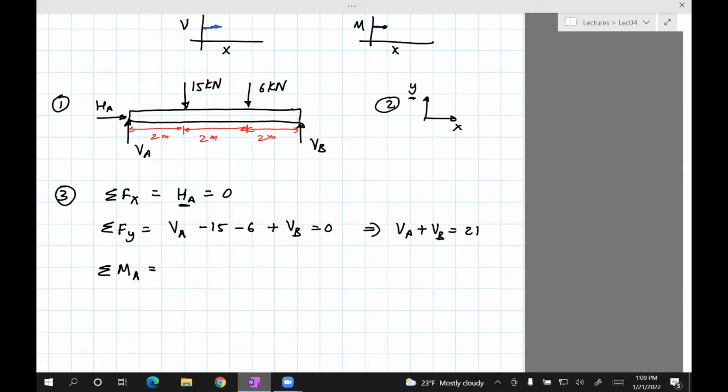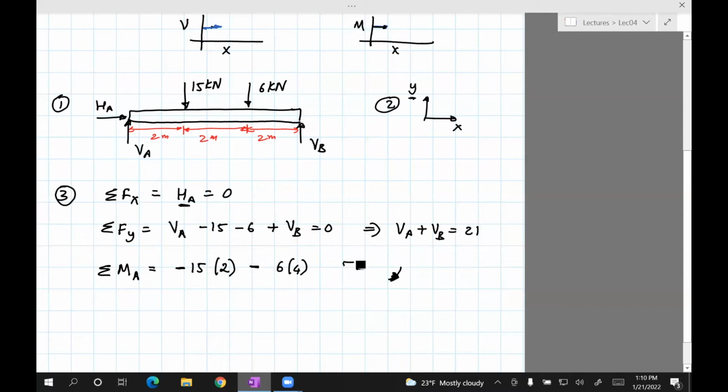So we have VA, which doesn't create a moment because it acts at A. Then we have 15 kilonewton, which is at a distance of 2 meters from A. And you can see that 15 would apply a moment in the clockwise direction. And our convention is clockwise is negative, so I'll put a negative there. Similarly, the 6 kilonewton force acts at a distance of 2 plus 2, 4. And that will also be similar, right? It should be a clockwise moment, so it'll be a negative sign.